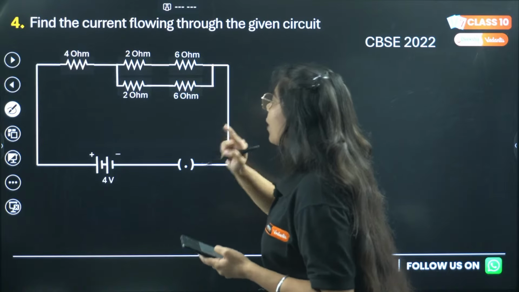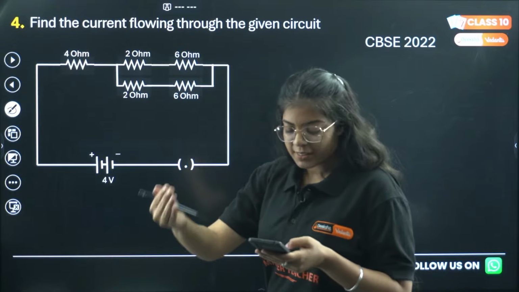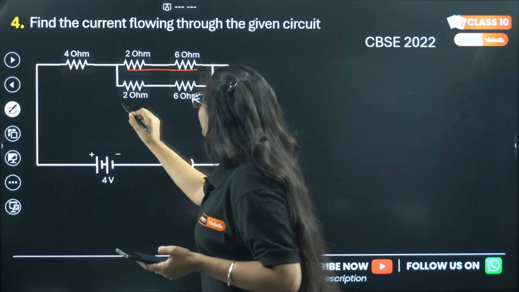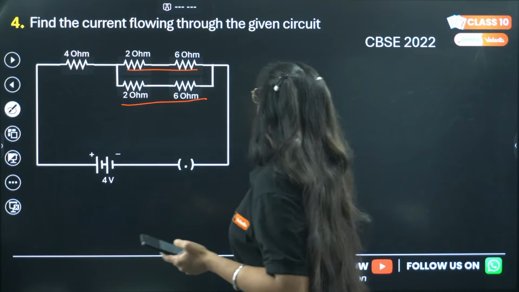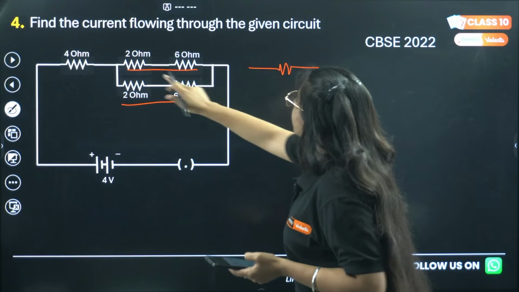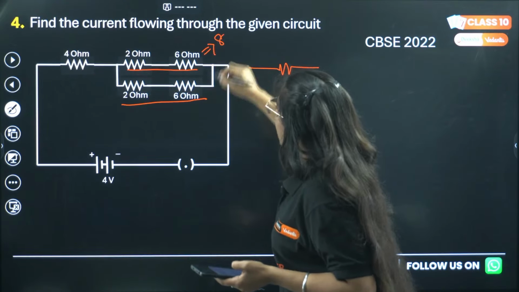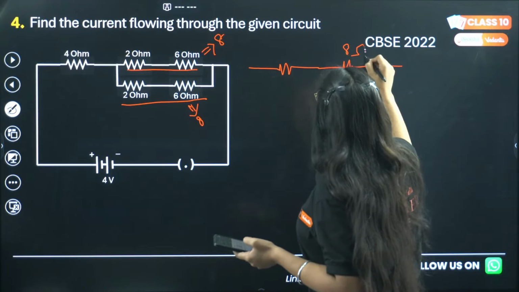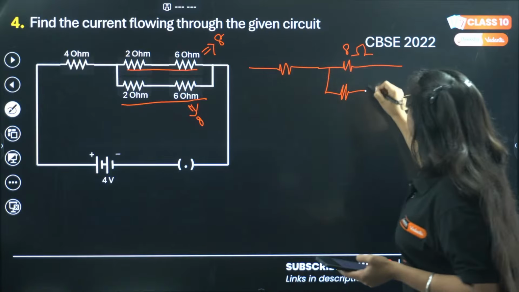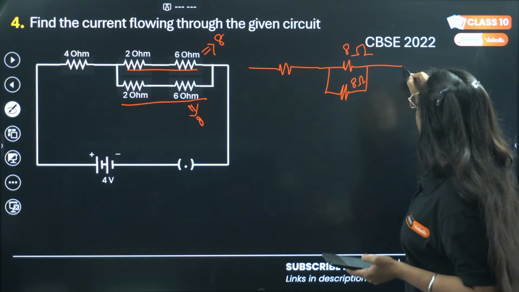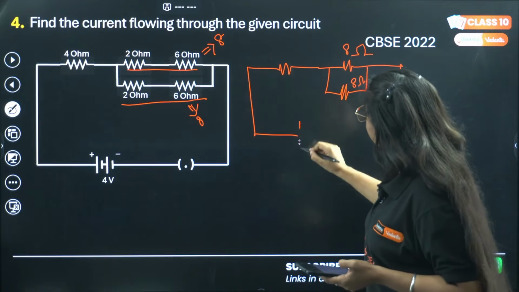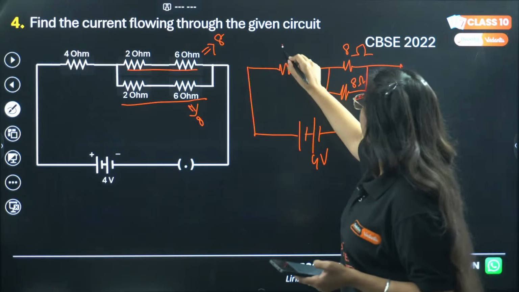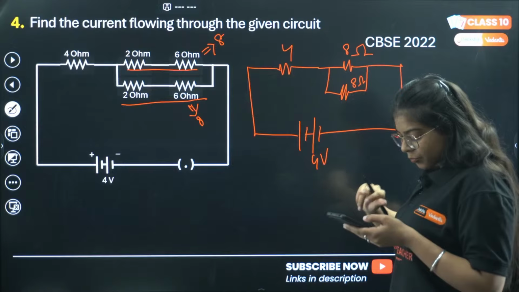First you have to see which resistances you have to solve first. Very easily we can solve these two and these two because they are in series. Can I make this diagram again? These two will add up to 8 and these two will also add up to 8. So this is now a single resistor of 8 ohm, and this is also a single resistor of 8 ohm. And this is my total circuit with 4 volt, correct?